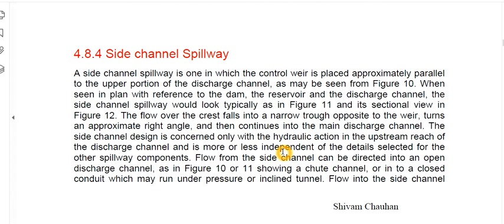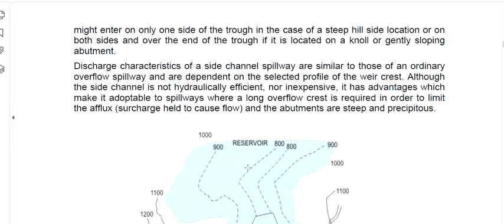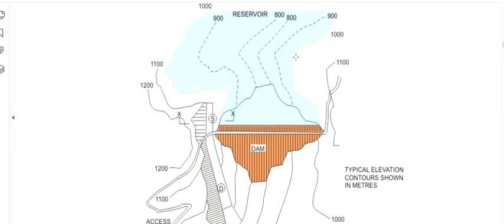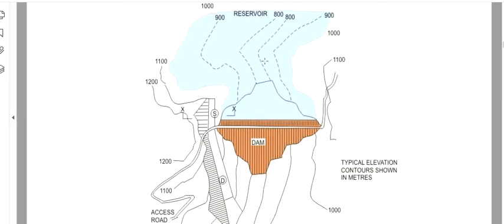Hello, welcome back. In the Water Resources Engineering 2 semester, we are continuing from the previous lecture on the ogee spillway. In this lecture we discuss the side channel spillway. I have defined the definition and typical characteristics of the side channel spillway, and we are discussing that diagram. I hope you can understand it better.